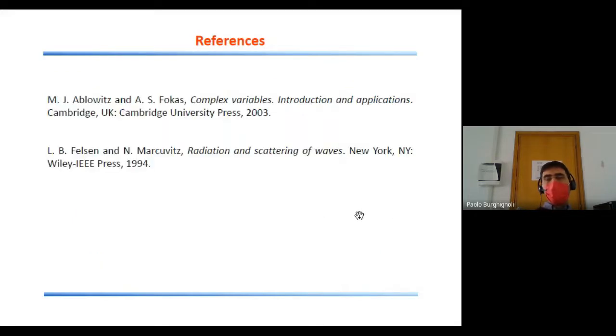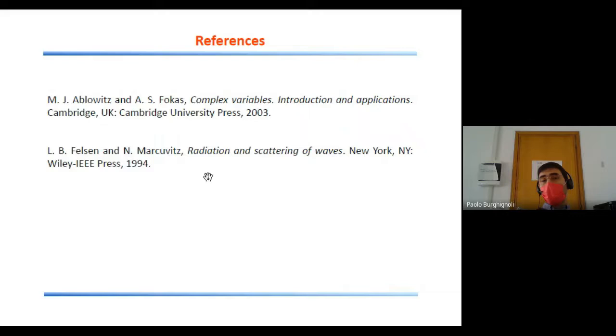Okay, this concludes the lesson for today. What I've said is taken mostly from the book by Ablowitz and Fokas. However, as concerns the alternative approach to the method of steepest descents that I've illustrated in the second part of the lesson, what I've used is the beautiful fourth chapter of this fundamental book by Felsen and Marcuvitz, Radiation and Scattering of Waves, which is a sort of Bible of these kinds of things.